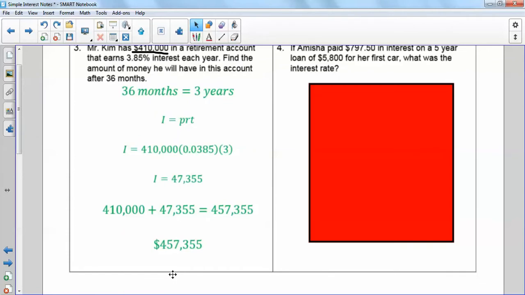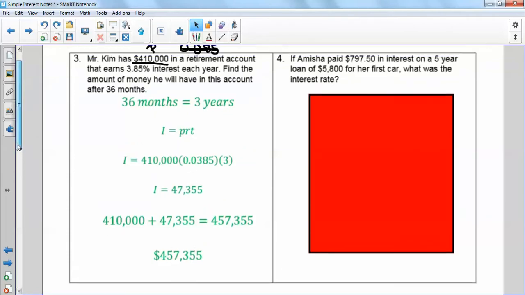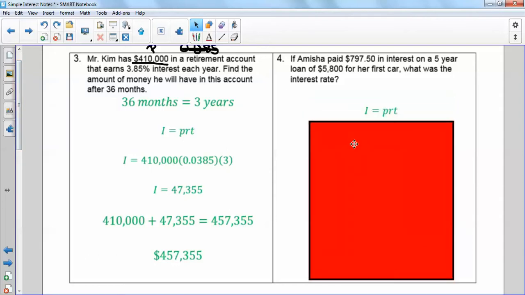Okay, last one. If Amisha paid $797.50 in interest on a 5-year loan of $5,800 on her first car, what was the interest rate? So I think you can see right away that this one is different, right? They're telling us the interest, they're telling us the time, and they're telling us the principal. Okay, we don't know the interest rate or R. So when we look at our formula, we're actually filling in different pieces than what we were before.